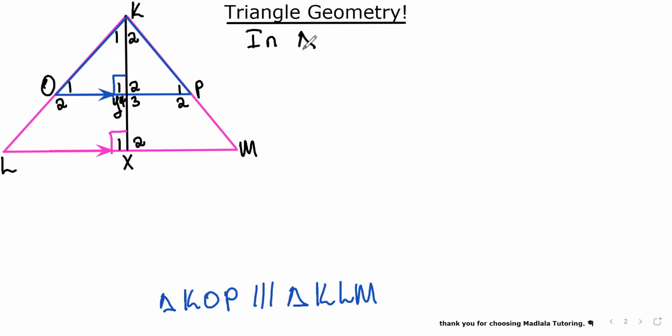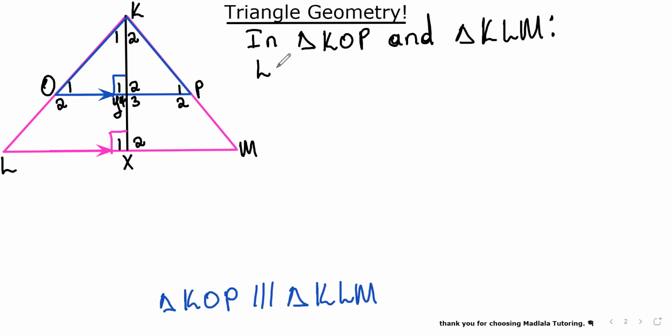So, we do what we do best. We tell them that we focus in triangle KOP as well as in triangle KLM. Now the question is, what is happening in these 2 triangles? Well, first things first, we can see that they share an angle, which is angle K. But I will respect it and call it angle LKM. So LKM is equal to LKM. It's the same angle.